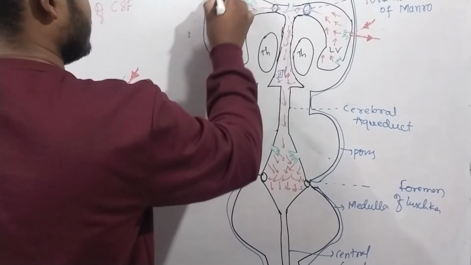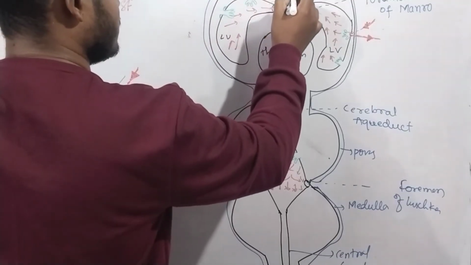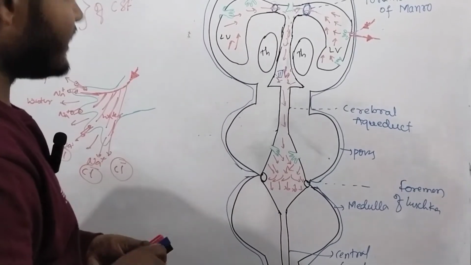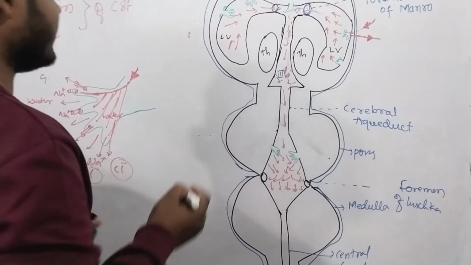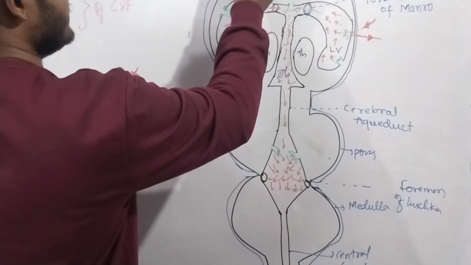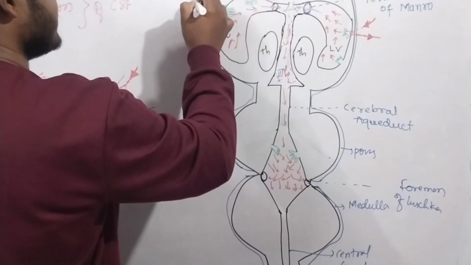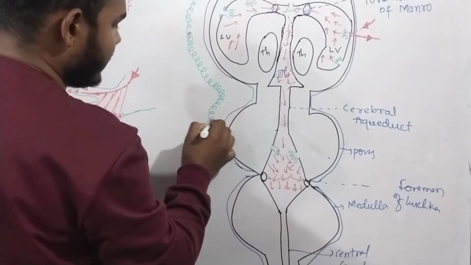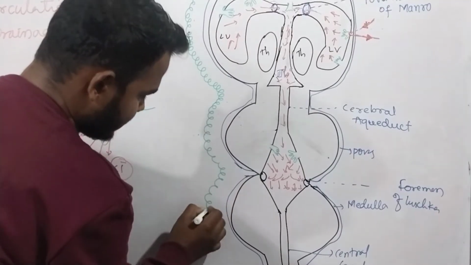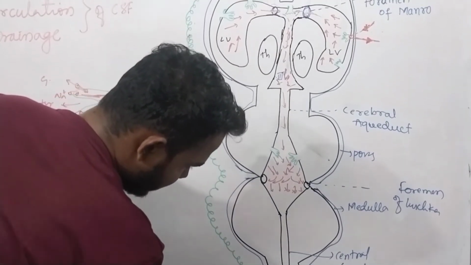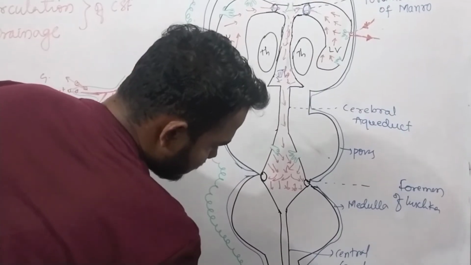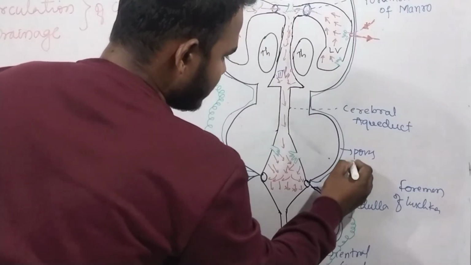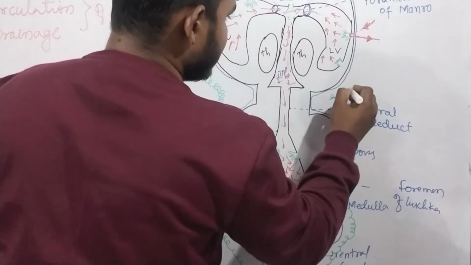Now this is our pia mater, and after that there is the second layer of the meninges, the arachnoid mater, or arachnoid layer. That is the middle layer of the brain and the spinal cord.